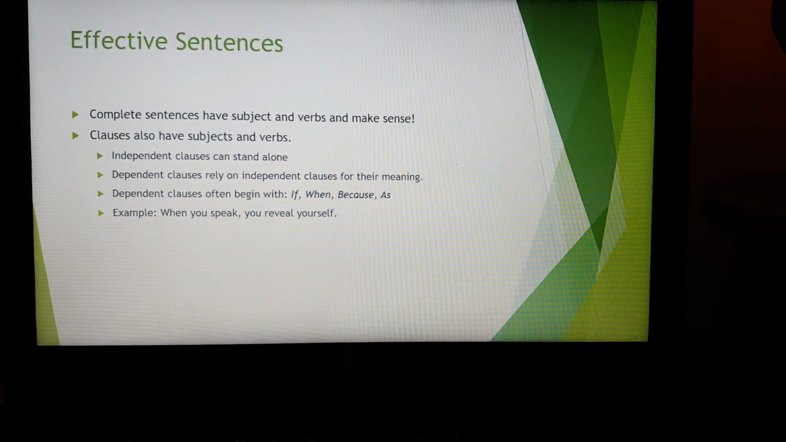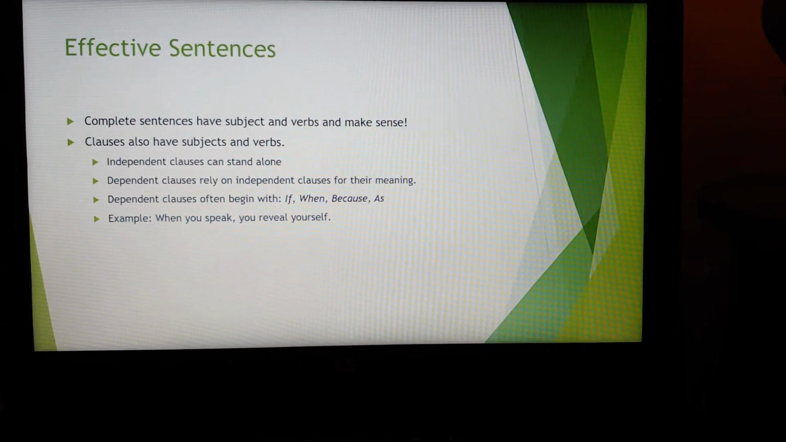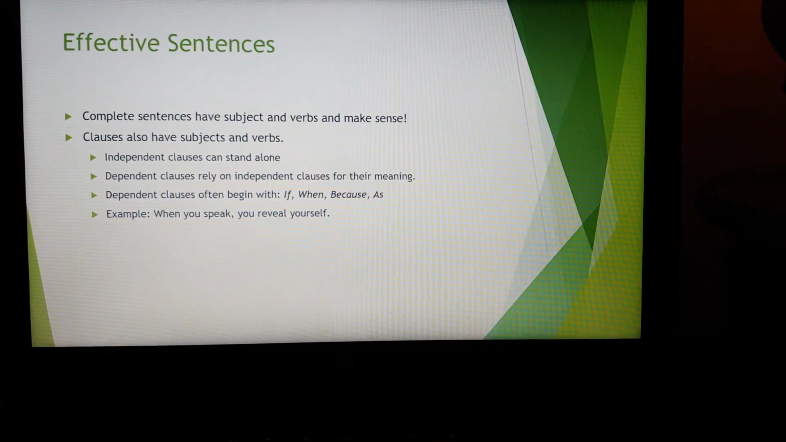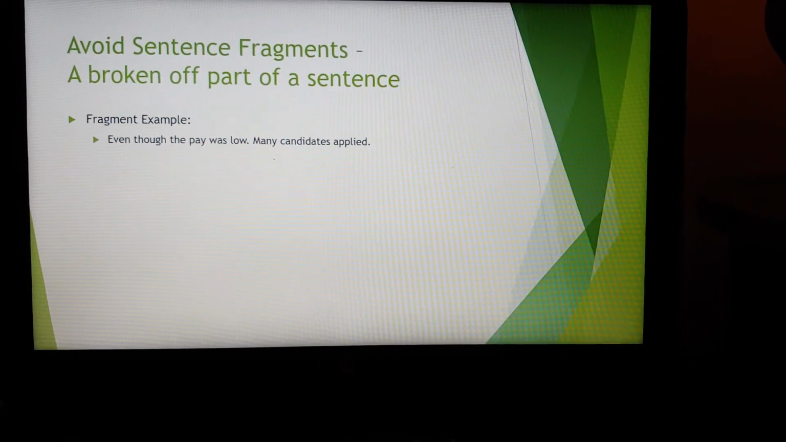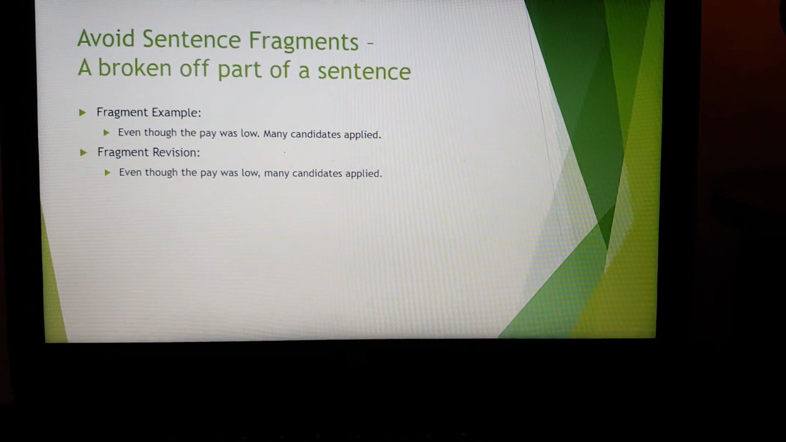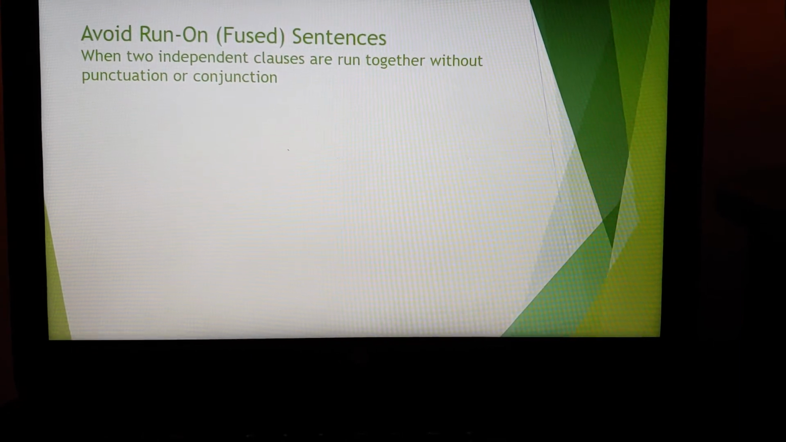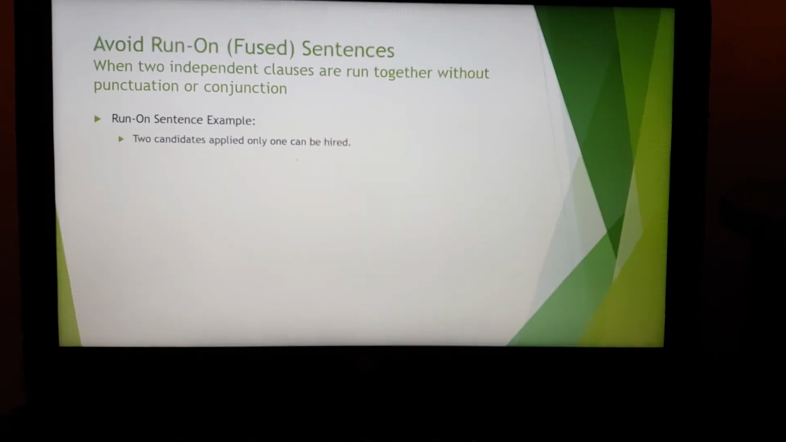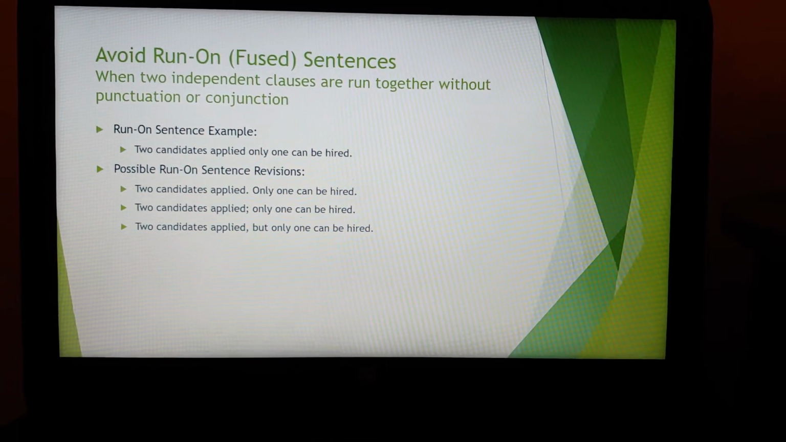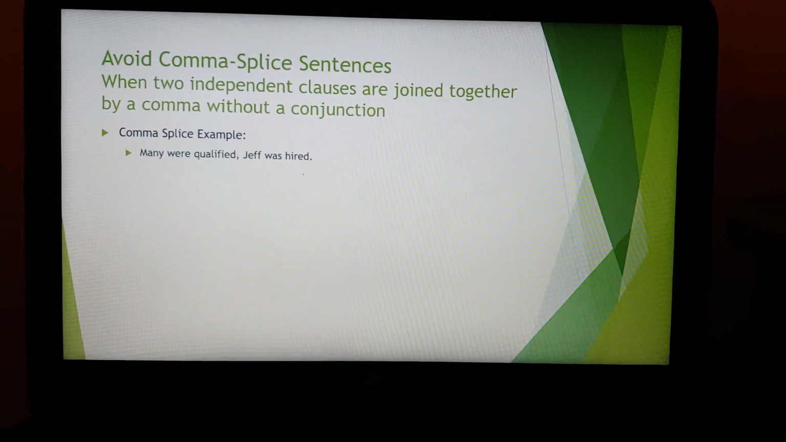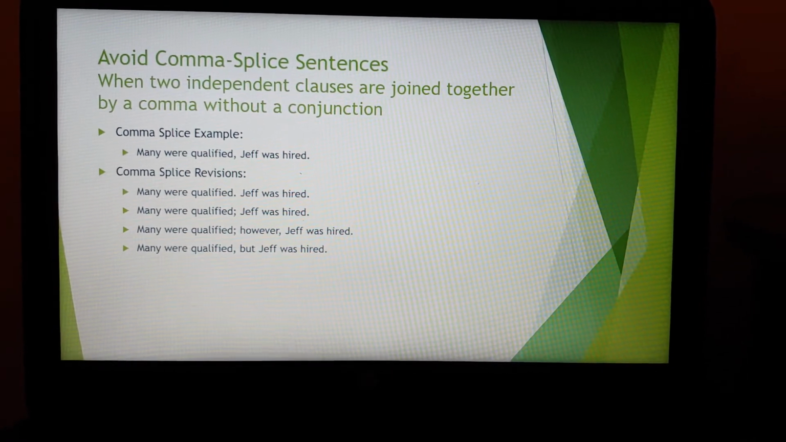Effective sentences are obviously written grammatically correct. Complete sentences have subjects and verbs, and they make sense. We don't have dangling modifiers or sentence fragments. That's probably one of the most common things that I see. There's an example of a fragment and a revision. Run-ons are also fairly common. Again, there's an example of a run-on and how it can be easily changed. Comma splices are another really common thing that I see. So good examples here, and also how to revise it.